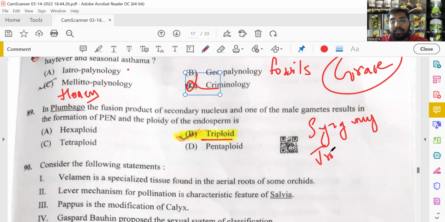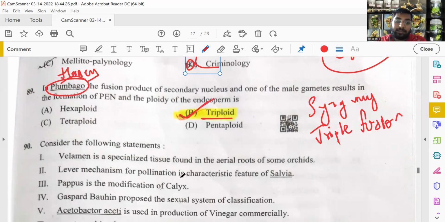Triple fusion. Triple means three. So in triple fusion, what will happen? Three will fuse: two from the central cell and one male cell will fuse to form a triploid primary endosperm nucleus. The primary endosperm nucleus will then divide to give rise to endosperm. So plumbago is just given here to confuse. So triploid is the right answer.